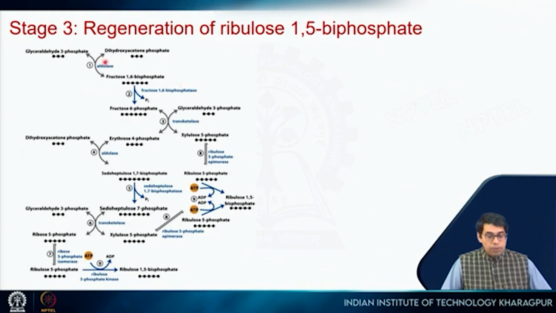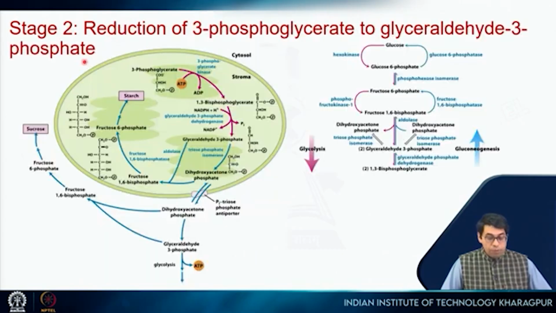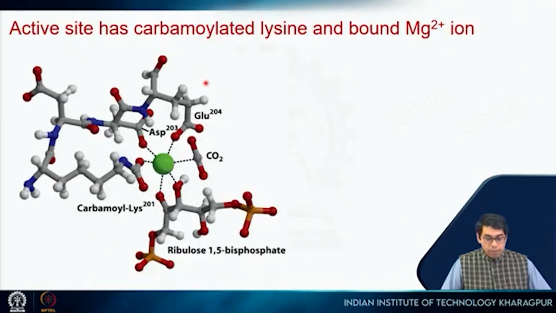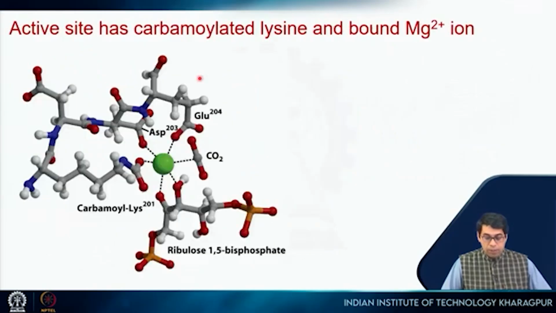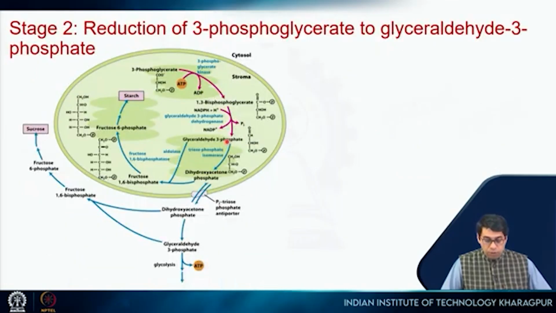Now, one molecule, okay, so let us go back. So, 6 molecules of glyceraldehyde 3-phosphate are synthesized, 1 molecule goes out, remaining 5 will be used to regenerate 3 molecules of ribulose 1,5-bisphosphate. So, this is what we are going to see now. Okay. So, 1 molecule goes out like this or this, right. So, we will be left with 5 molecules of glyceraldehyde 3-phosphate, and these 5 molecules will be used to regenerate the ribulose 1,5-bisphosphate.